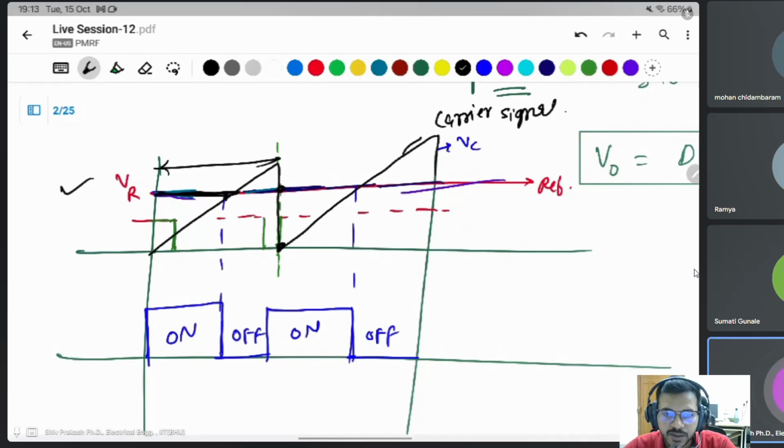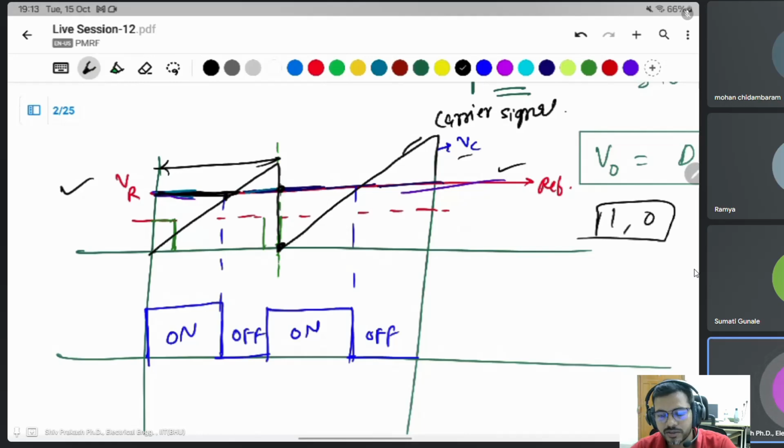Okay. This is a simple PWM technique. Here is our reference signal and our carrier signal. It will compare. If the reference signal is greater than the carrier signal, then the comparator will give on. And if the carrier signal is greater than the reference signal, then it will give off. It means 1 or 0, like that.